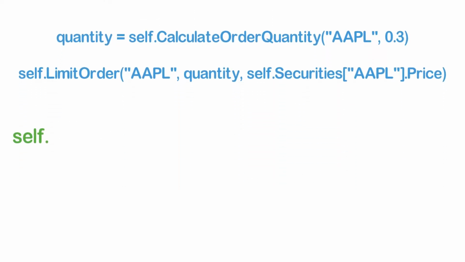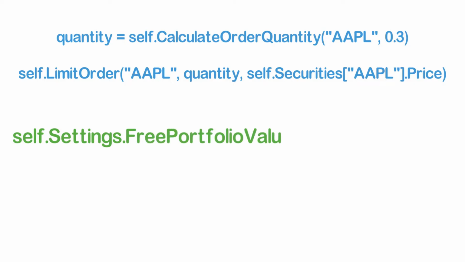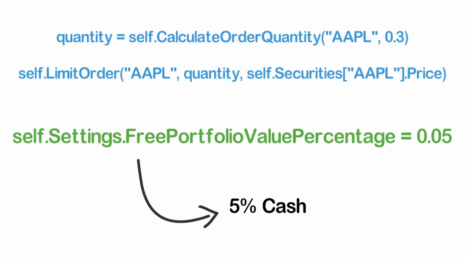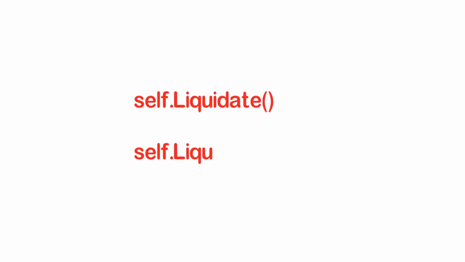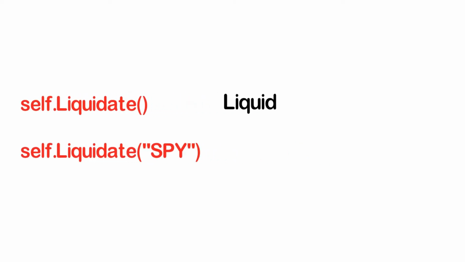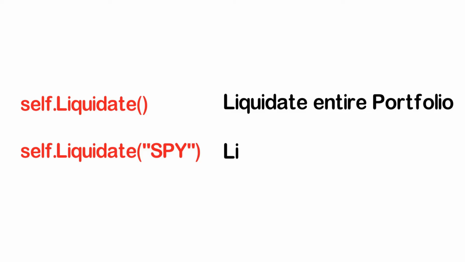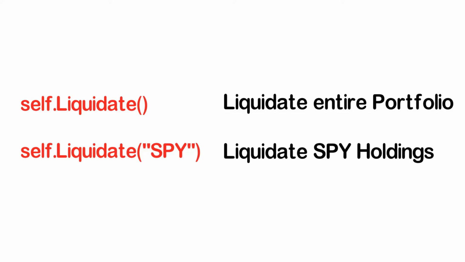Sometimes it can be useful to have a buffer of cash in your account so that you don't suddenly run out of buying power. To ensure that you always have enough cash reserves, you can use self.settings.freePortfolioValuePercentage and set it to a percentage of your portfolio that you want to keep in cash. An easy way to close positions is using self.liquidate. Without any arguments, self.liquidate will simply liquidate all your holdings using market orders. Alternatively, you can pass a specific symbol to only close positions in this security.